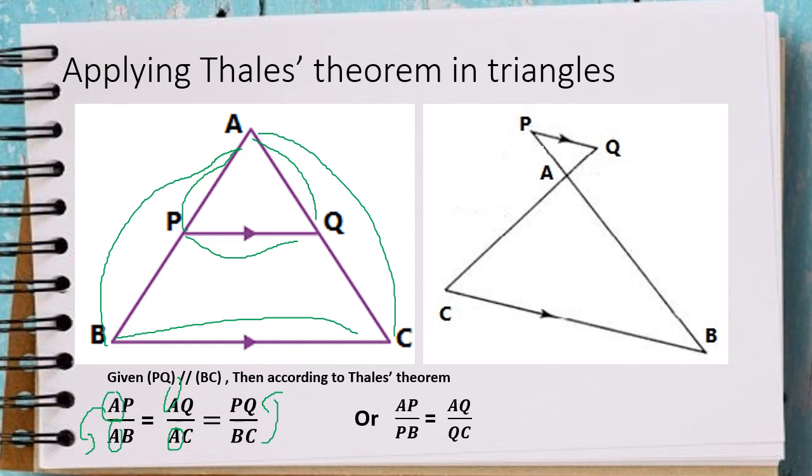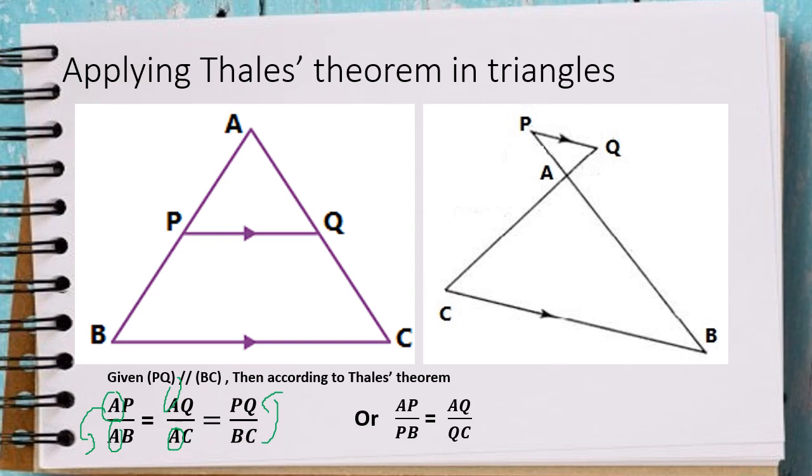And also here we can flip them, so instead of saying AP over PB, we can say PB over AP equals QC over AQ. Now regarding the second figure, the same applies.